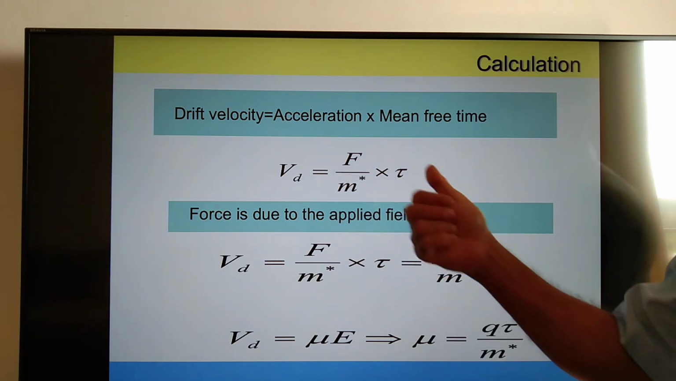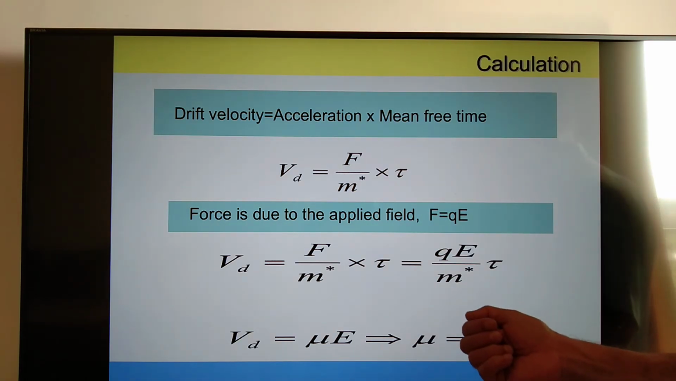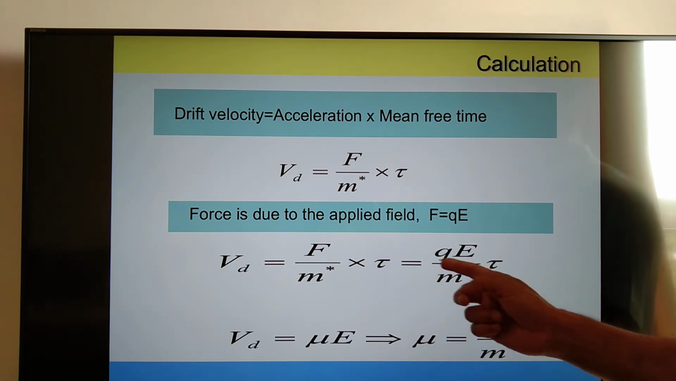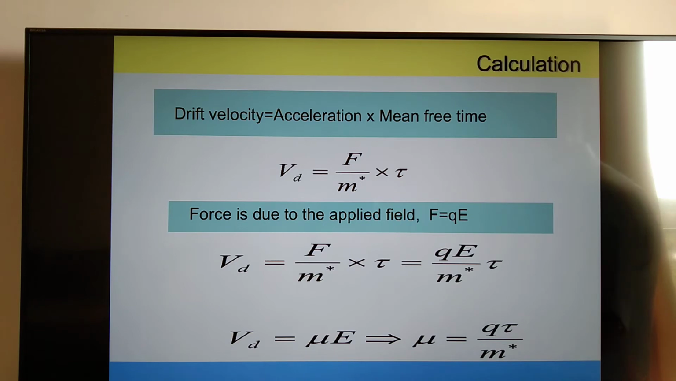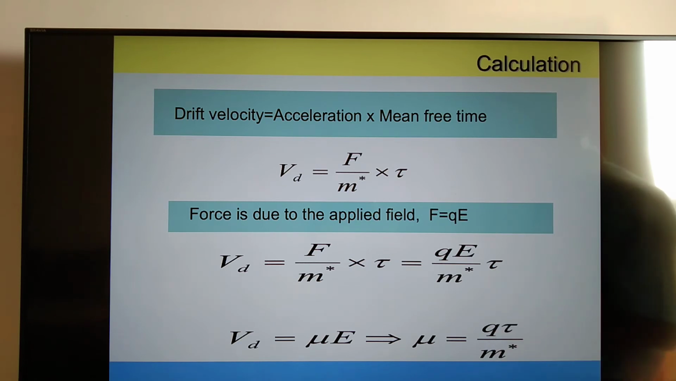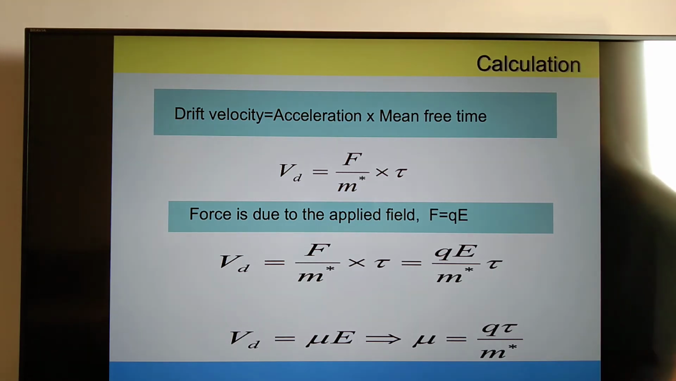The drift velocity is given by F by m into tau, and if we put in the value of the force, QE, then the expression for drift velocity comes down to mu E, where mu is given by this relation: q tau by m. So this was mentioned before, that mobility microscopically can be given by the product of charge and relaxation time divided by equivalent mass. This is the microscopic point of view for understanding mobility.